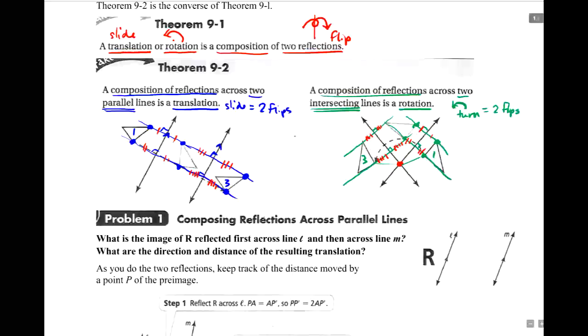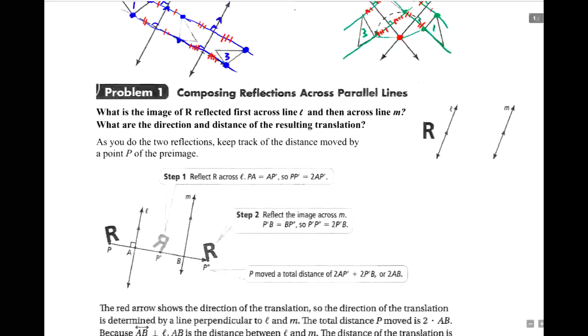But instead, we flipped it up here to figure 2 and flipped it again to end up at figure 3. So a rotation is 2 reflections across intersecting lines. A translation is 2 reflections across parallel lines. All right, let's take a look at our first example.